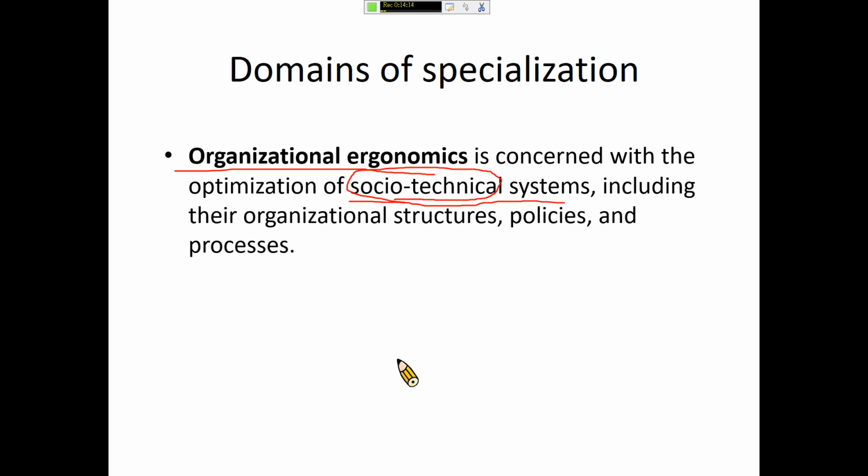Human technical system means one person. Socio-technical system means a group of people. And what is a group of people? Organization. Whenever you have more than two people, you have an organization.